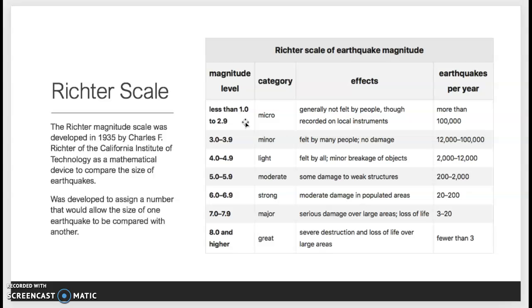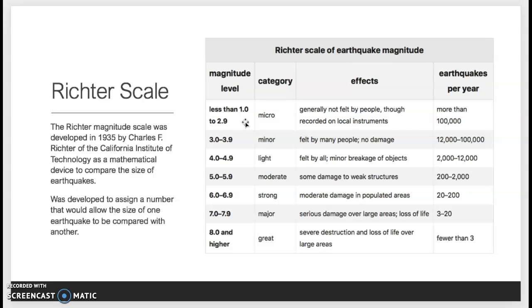A 4 to a 4.9 is felt by all people. Anyone near the earthquake would feel it. There is some minor breakage, maybe things fall off the walls, or maybe a crack in a wall. Glass might break, something like that. So that's from 2,000 to 12,000 a year. 5 to 5.9, some damage to weak structures, maybe a deck or a patio or something like that. You see 200 to 2,000 of those a year.